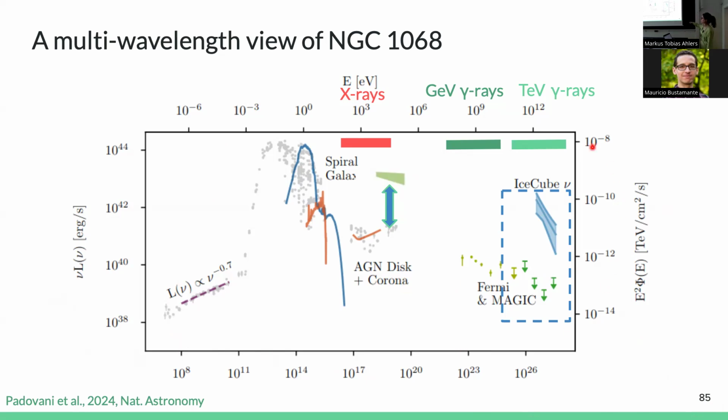You can pay attention to this part where you can see the IceCube neutrino spectrum, which is rather steep. It has a slope of minus 3.2 or something. It's quite luminous, of the order of 10^43 ergs per second. But at the same time, at the very high energy gamma rays, you see the upper limits by the MAGIC telescope. And this is very crucial for understanding where these neutrinos are coming from.